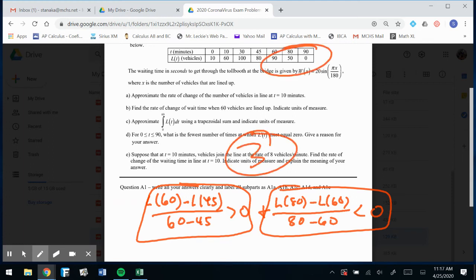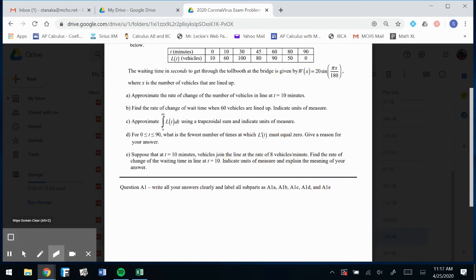And then nowhere else, right? It continues to decrease after that. So I've got three times where that works out. Okay, so there has to be at least 3 times. Could there be more than 3 times? Of course, because we don't have all the other values that are happening in there.